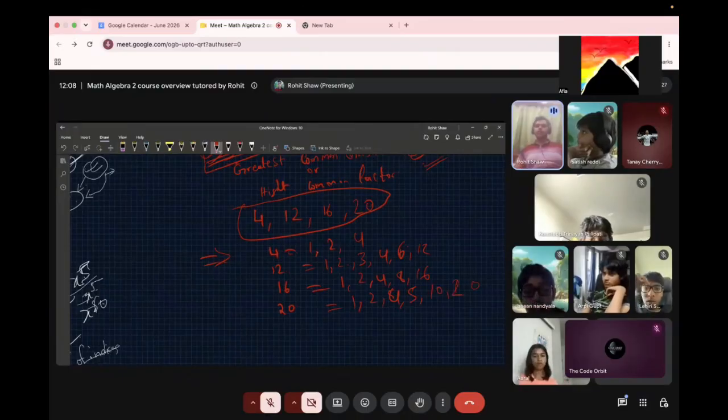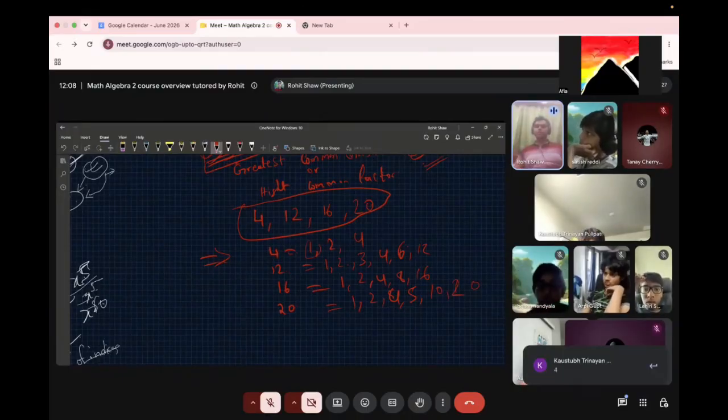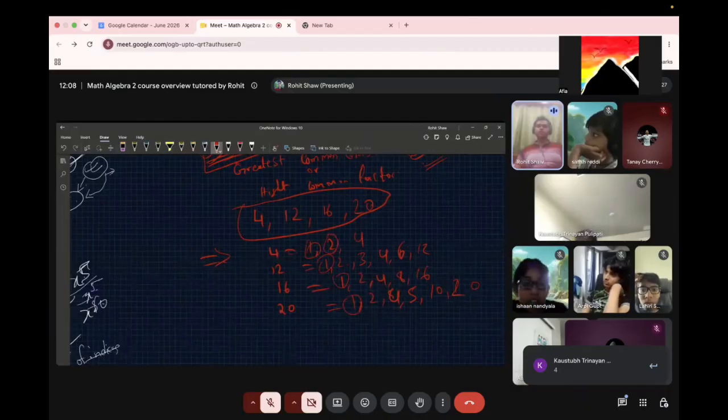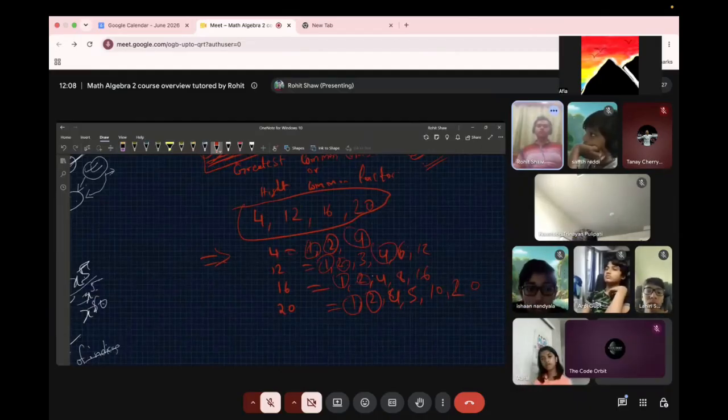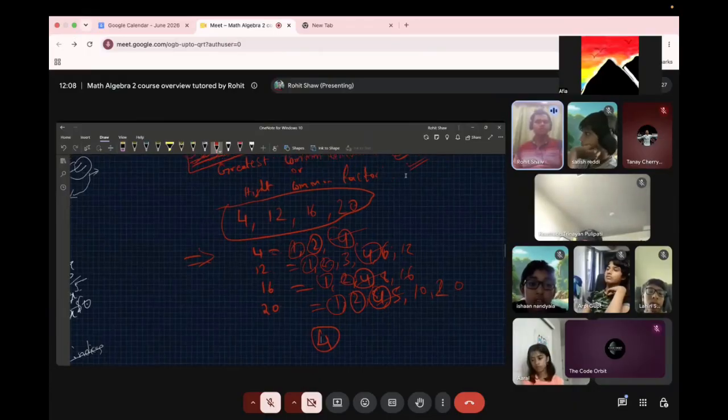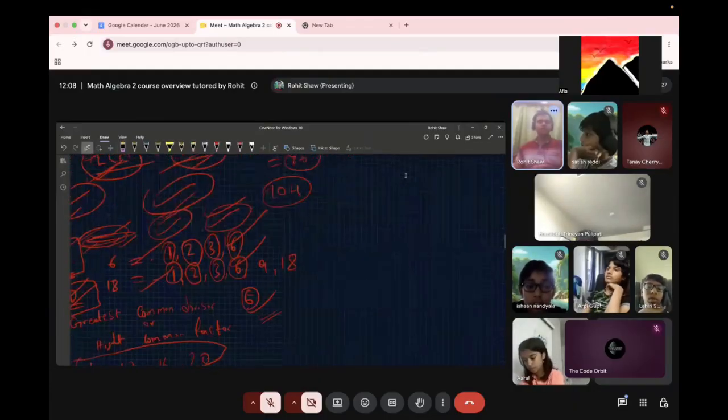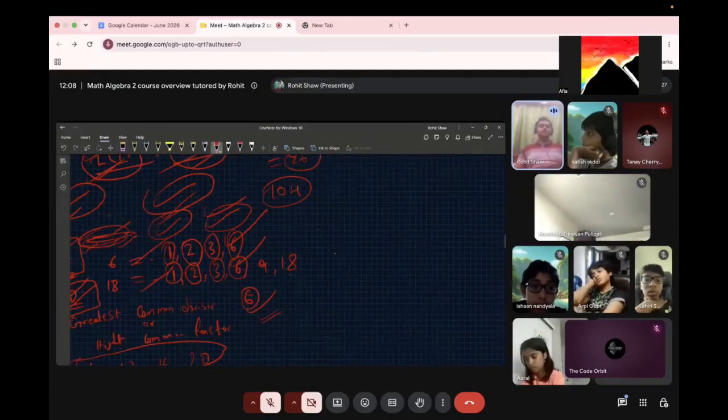So you need to find the common numbers. Common numbers are 1, 2 and 4. So what is the highest number? Which is 4. So 4 is the HCF. So this is the concept of HCF. Now let us understand the concept of LCM.